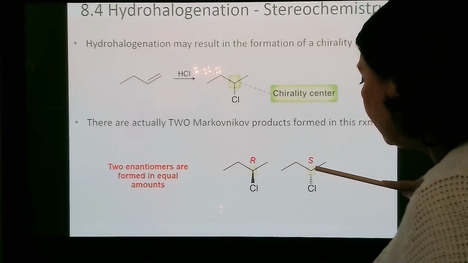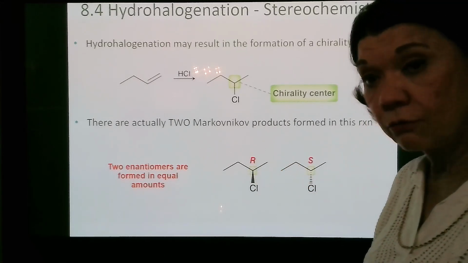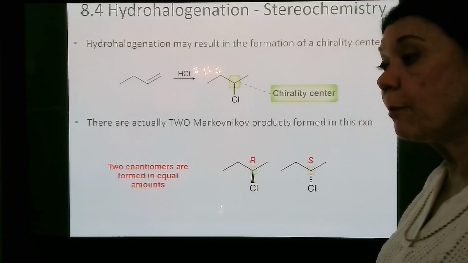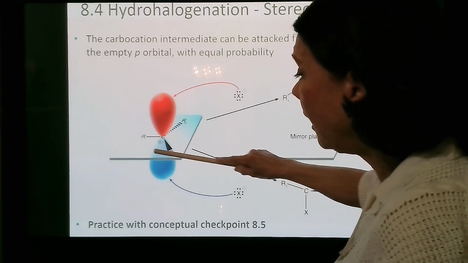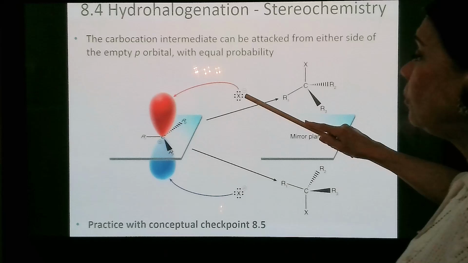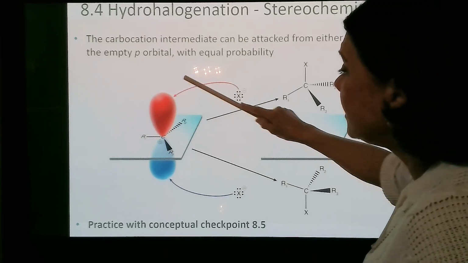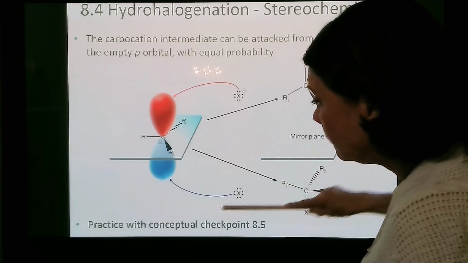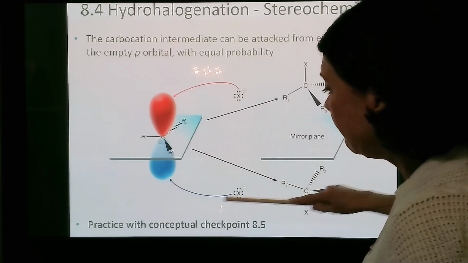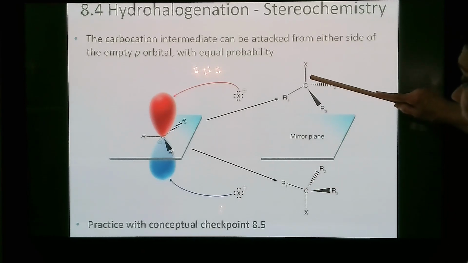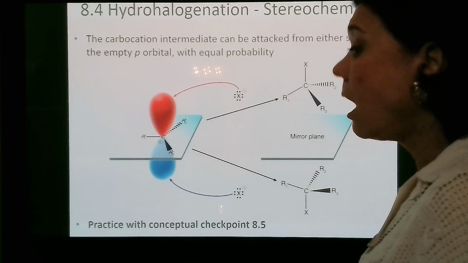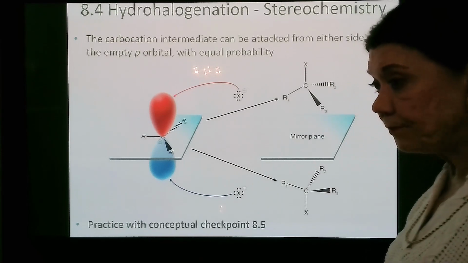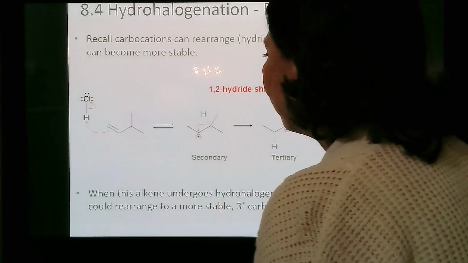And why do you have a 50-50 mix of R and S? It's because you've gone through a carbocation, and a carbocation is a planar intermediate. So here is your planar carbocation. And so when your nucleophile, the anion, comes in to attack, it can attack from the top or from the bottom, and it'll be a 50-50 mix. So you're going to have equal amounts of your two enantiomers. And so you would not get any optical activity from that reaction.